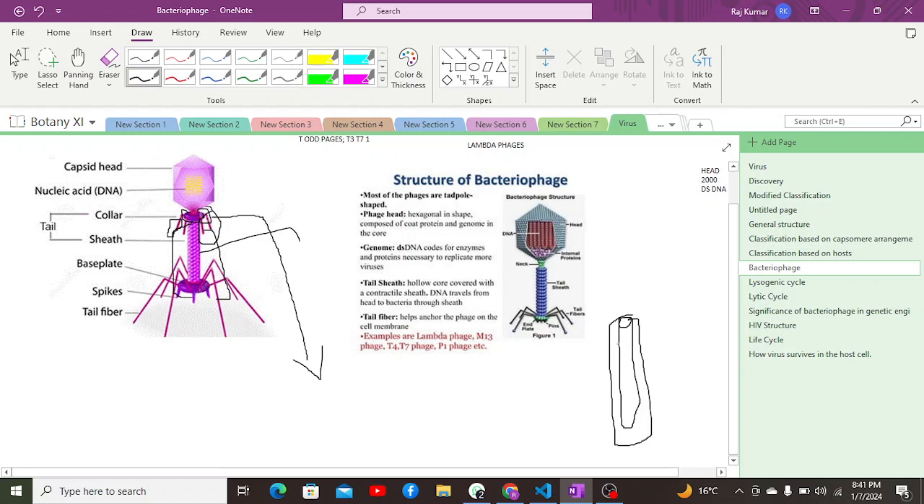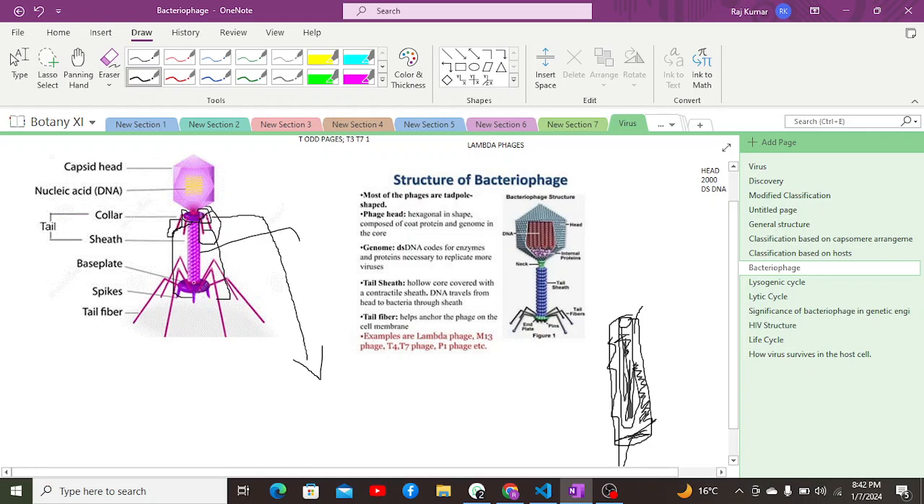Here there is a tail part. The tail part is divided into two parts. The inner hollow tube of the tail is basically non-contractile in nature, whereas the outer contractile sheath is there around the tail part, which is known as the tail sheath. This tail sheath is contractile and thus can contract in order to inject the viral genome into the host cell, as a result of which it helps in penetration.